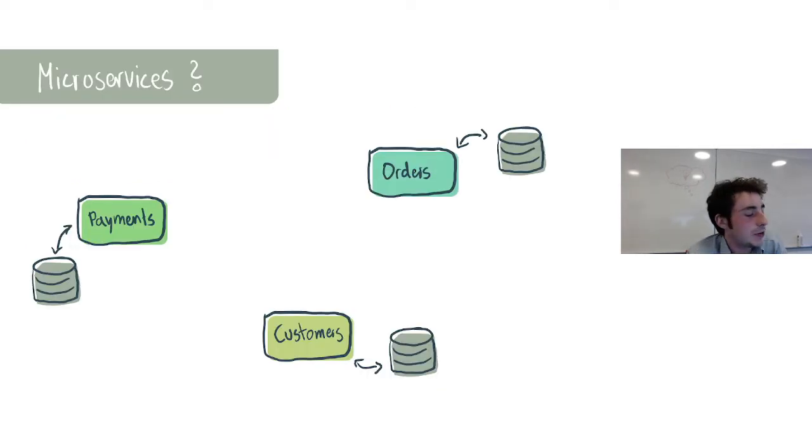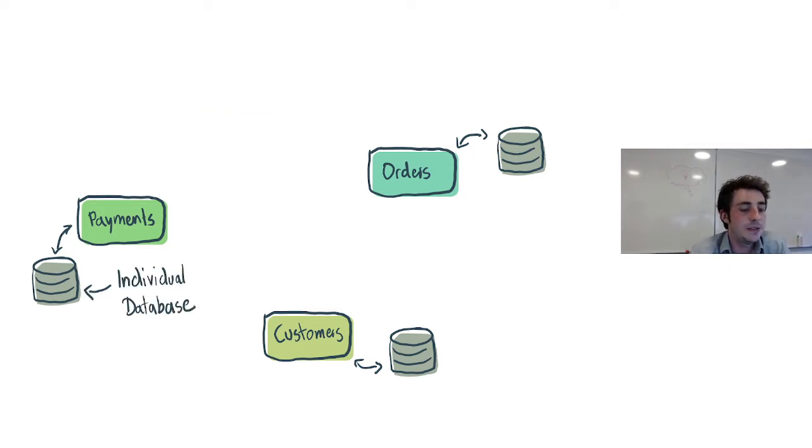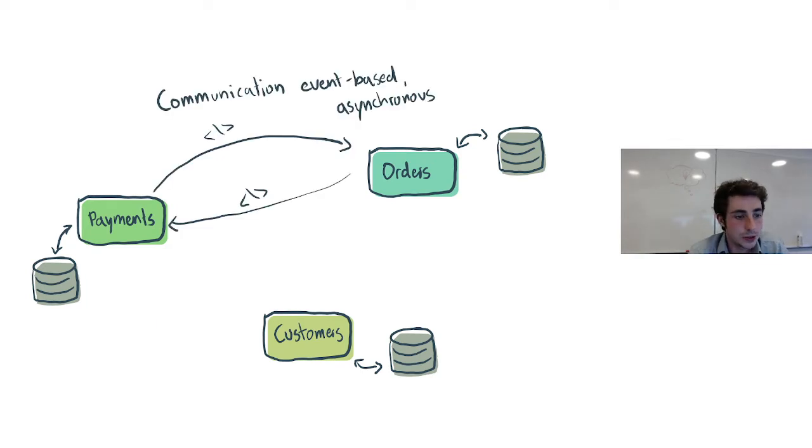When we say microservices, let's first look at what exactly we understand by that. In our example here, we have three microservices, three components. One is responsible for managing orders, another is responsible for managing customers, and a third is responsible for managing payments. What is important is that each of these components has an individual database. And also, very important, the communication is purely event-based and therefore asynchronous.